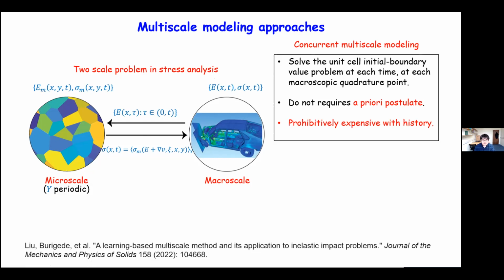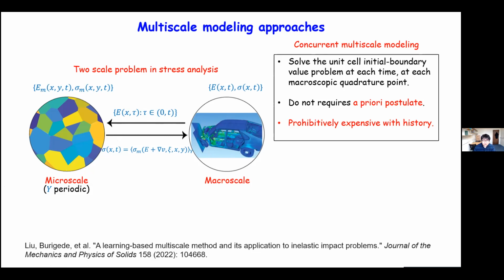And you can imagine that this is immediately prohibitively expensive because I need to do this for every spatial point x and every time t. Especially when we have history dependency, doing this would mean that for every time step, I have to pass not only the stress at time t, but also all the strain histories in order to solve this single cell problem. And I need to do this for every point x. So this quickly becomes intractable for practical problems.